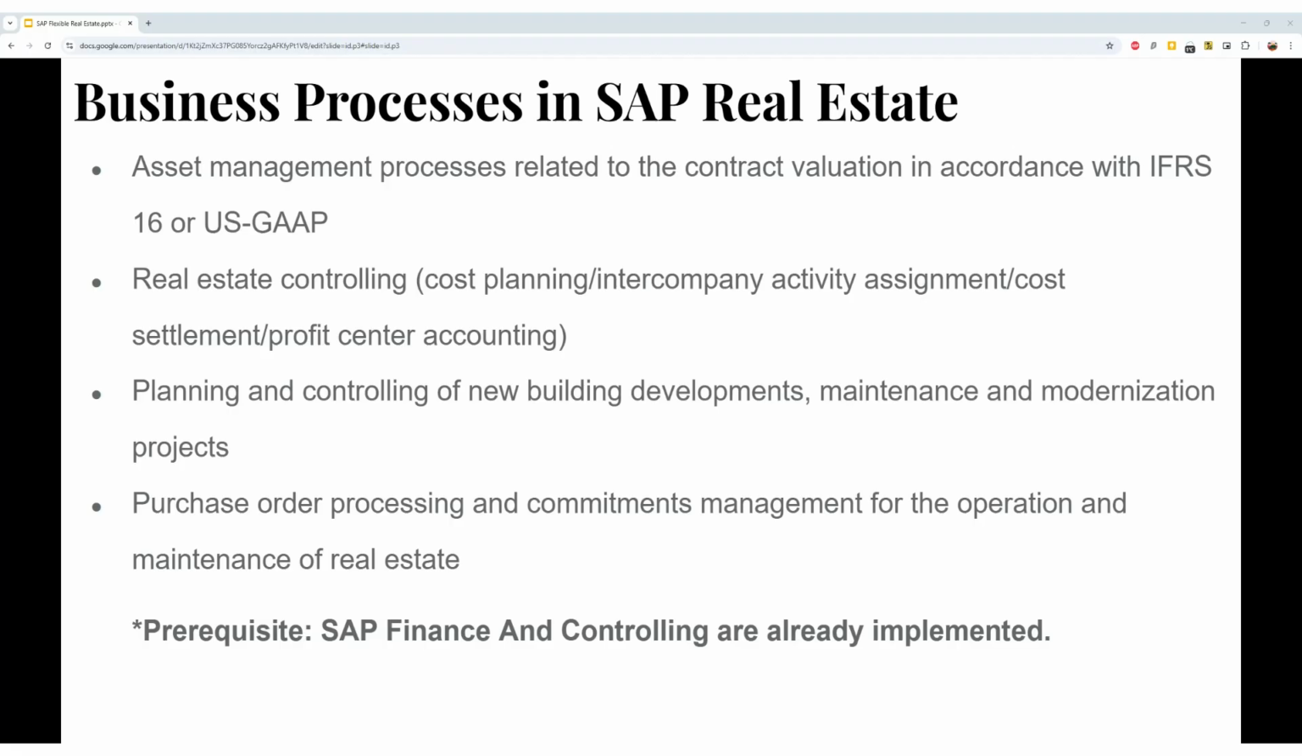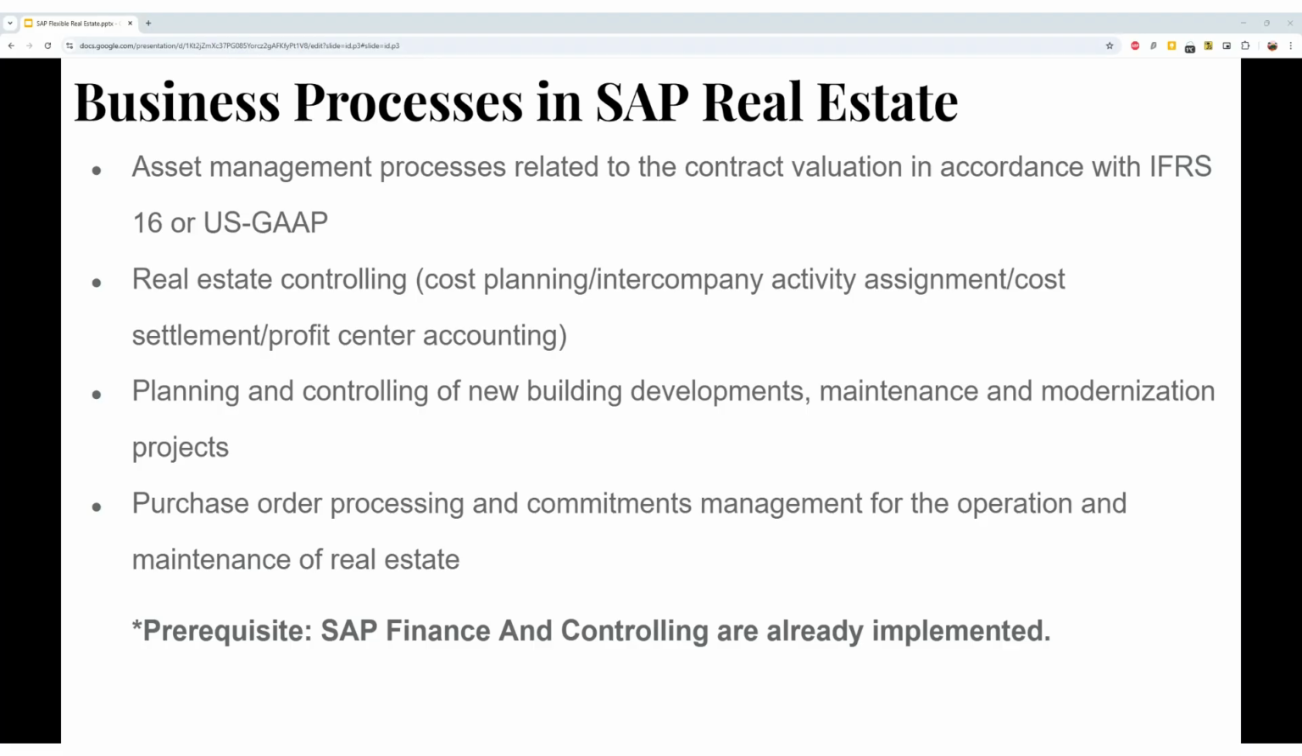Real estate controlling is very much possible within SAP REFX. You can do cost planning, you can do intercompany activity assignment, cost settlement, which of course we are going to do, and profit center accounting. So we can clearly see that there is a strong integration with SAP Finance and Controlling.